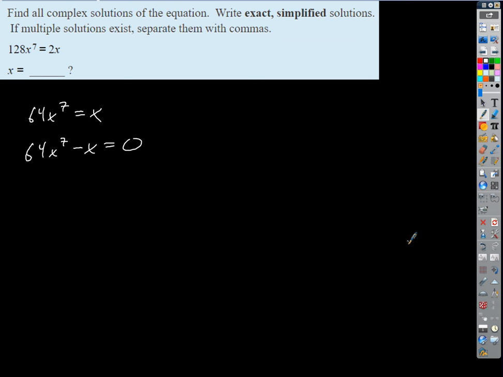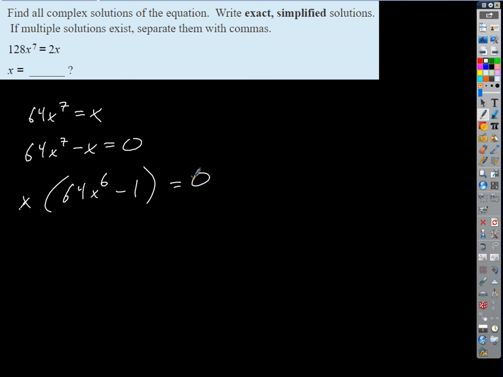Pull an x out. Once again, this takes us back to Unit 2. What did we say in Unit 2 we always want to try to do? Always want to try to factor out the GCF, right? Every time. So I can take an x out, leaving me with 64x to the 6th minus 1. You've seen this now. You just do x cubed squared.